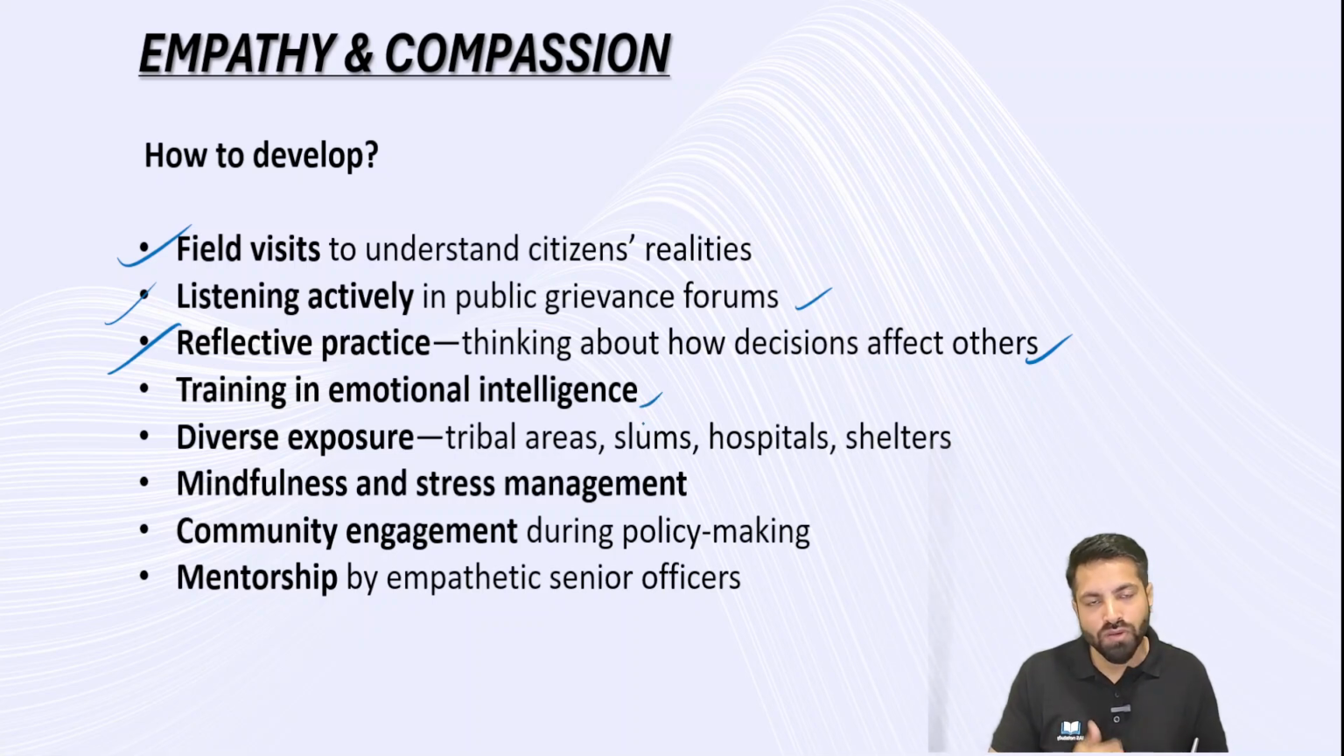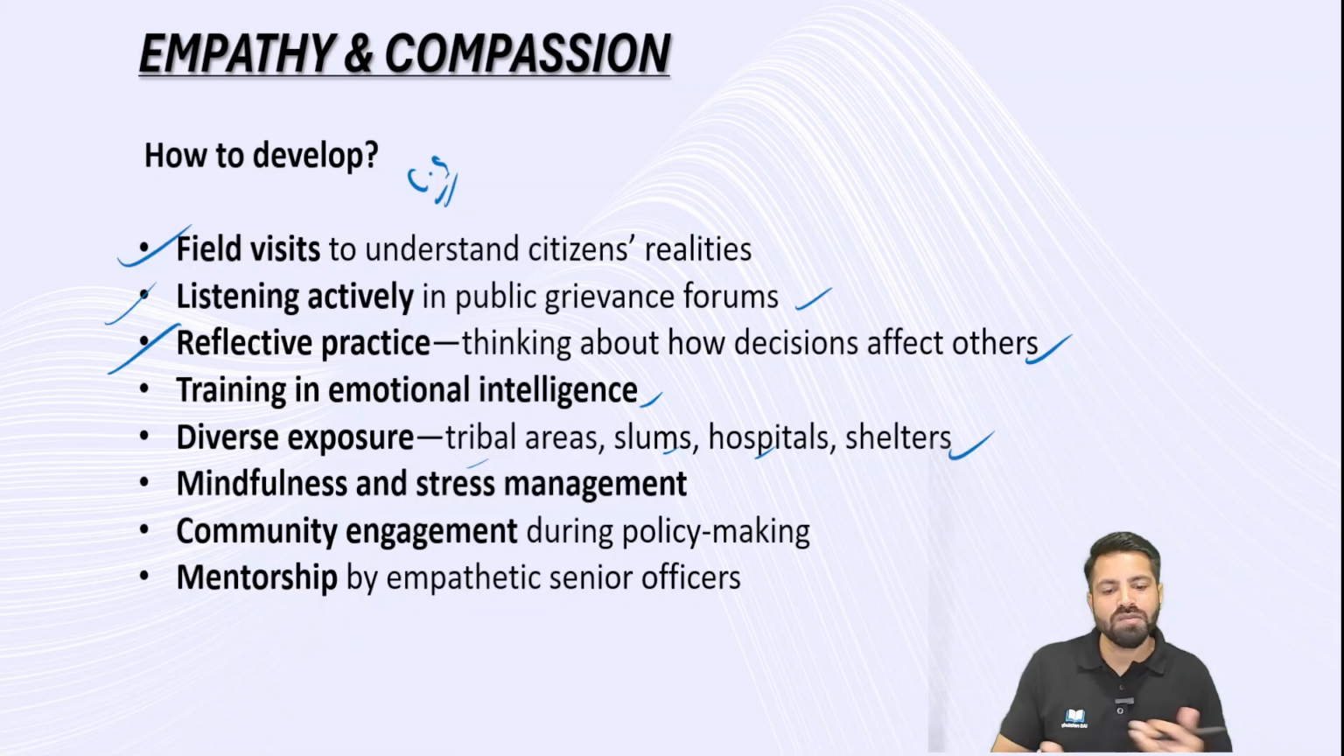Emotional intelligence: when you are emotionally intelligent, you understand what the other person is going through, what emotional upheavals they are experiencing. Then exposure to diversity, such as tribal areas, slums, hospitals, shelters. This is how to develop it from a civil service perspective. So in order to develop empathy and compassion for a civil servant, these are the steps we can take. Then mindfulness and stress management. Internal control also matters a lot. The external matters, yes, but if you don't have these attributes internally, it is not going to reflect in your external behavior.